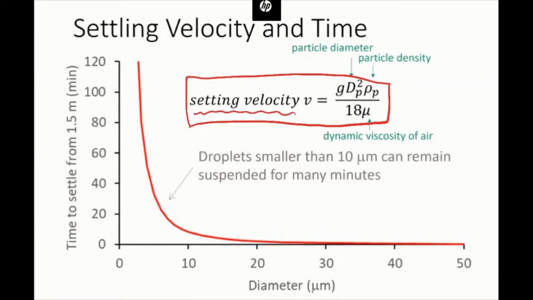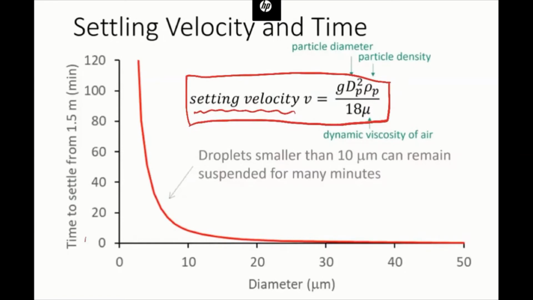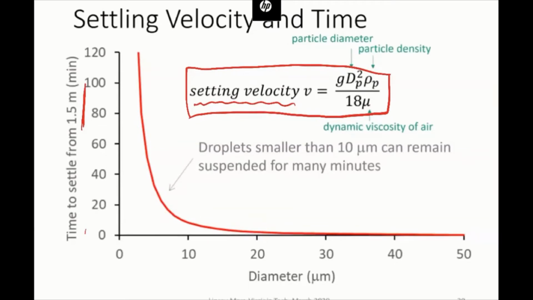Unfortunately, you see that for these particles to settle down 1.5 meters, which is in general the height of the average person's mouth, after particles are emitted, they are going to freely settle onto the ground. People use 5 micrometers as the boundary between droplets and aerosols. But you can see that 5 micron particles are going to take almost 30 minutes to settle down, right?